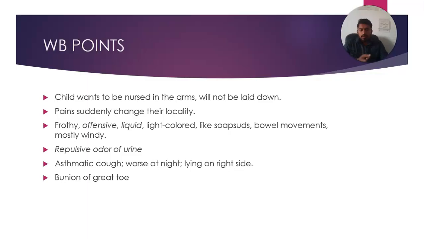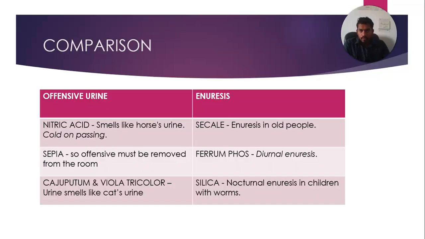Now bunion is again some bony growth of the MTP. Okay, the metatarsophalangeal joint has a bony growth that can be associated with hallux valgus. Okay, medial deviation of grade 2. Comparison, we already did the trio, and we have an extra person here, since there is host urine, we would also like to know what is the remedy that has urine smells like cat's urine, that is cajuputum and viola tricolor.